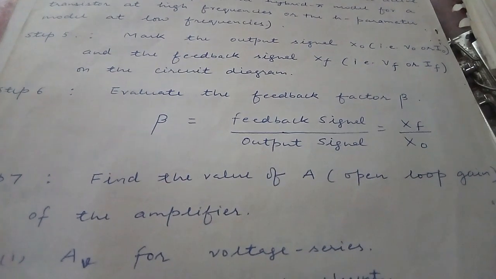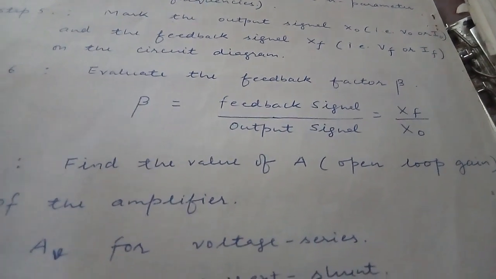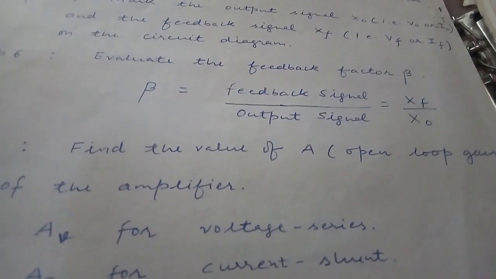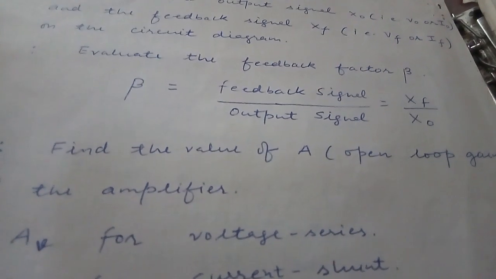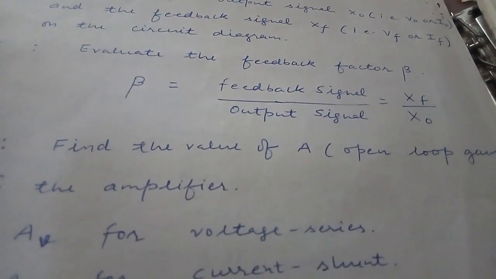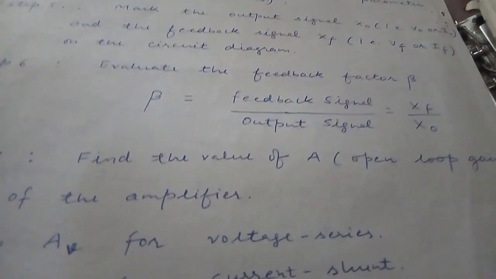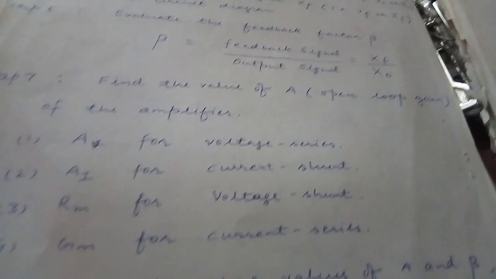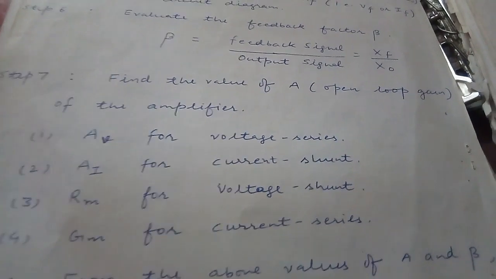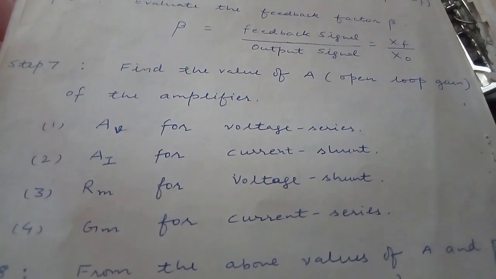This value of beta we have already calculated in our step 1 in the identification of the topology, when we have mathematically proved the type of the topology. That value of beta and this value of beta will come out equal. But in step 6 still we have to find the value of beta again. After that we will find the value of A. What is A? A is the open loop gain.